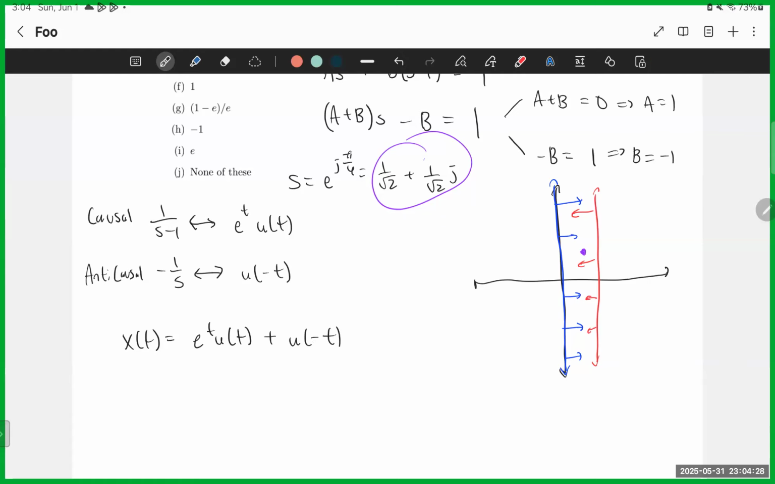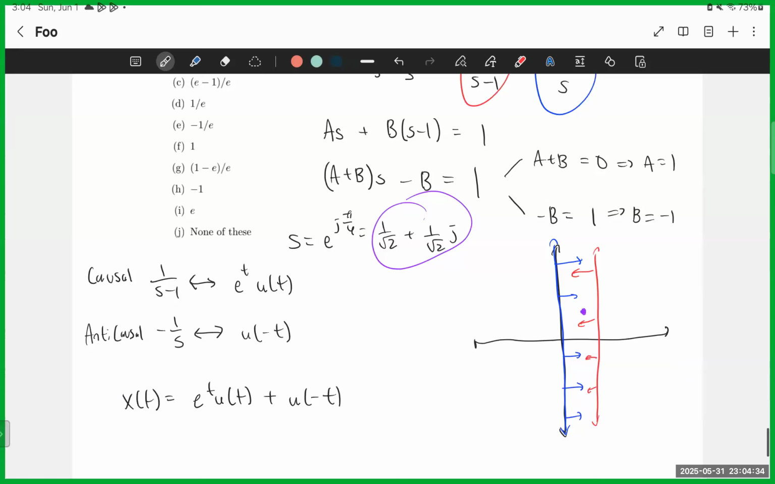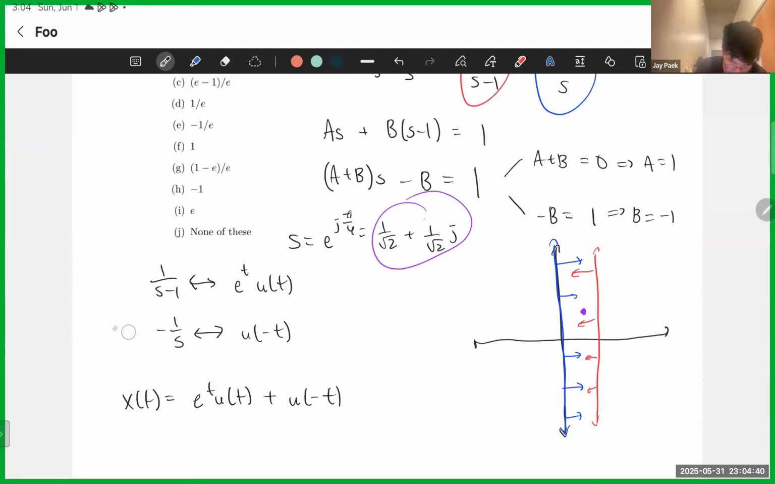Yes. Shouldn't the 1 over s minus 1 be the anti-causal case because it's going to the left, because s is centered at 1 and then it converges at the left of it? Oh, yeah. Wait, actually, that's a good point. I completely mixed it up. I'm sorry. This is true. My apologies. There we go. Thank you for correcting.